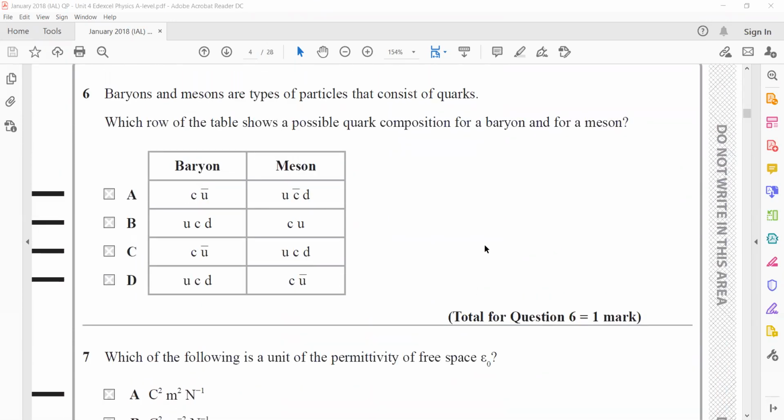A baryon and a meson are types of particle that consist of quarks. Which row of the table shows a possible quark composition for a baryon and for a meson? A meson consists of two quarks, one should be a quark, another should be an antiquark. Yeah, D is the right answer here, because the only option in the meson part which contains a quark and antiquark is D. Others cannot be a meson. You're left with two options, B and D, but the only one having a quark and antiquark is D.